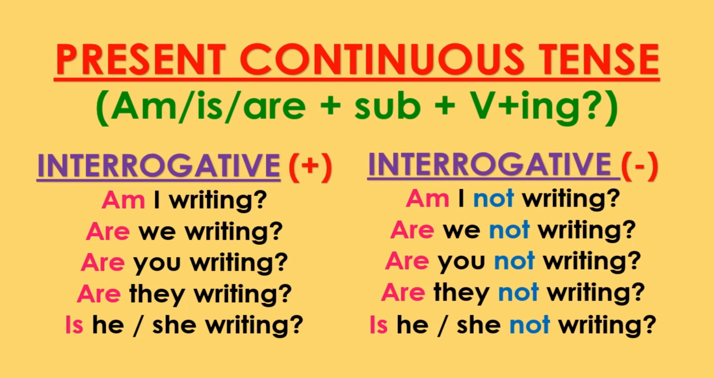Now these are also the same as the previous ones, but because these are negative questions, we must use "not". So where are we using "not"? Look at the first question. Am I not writing? Then are we not writing? Then are you not writing? Then are they not writing? And in the fifth question, it is, is he or she not writing?